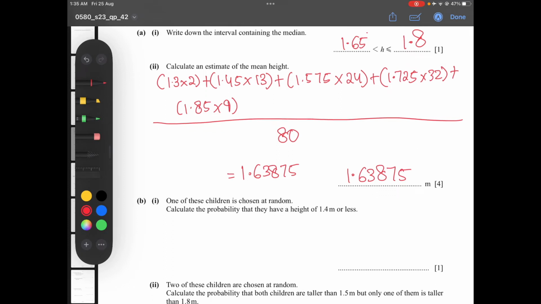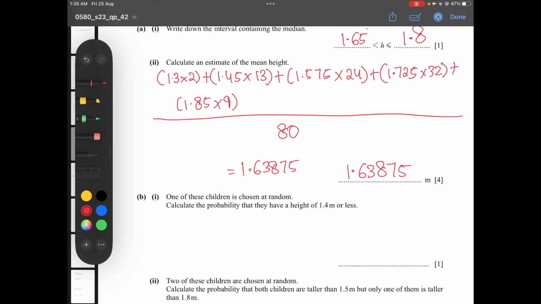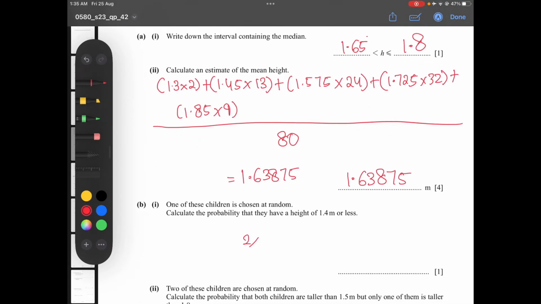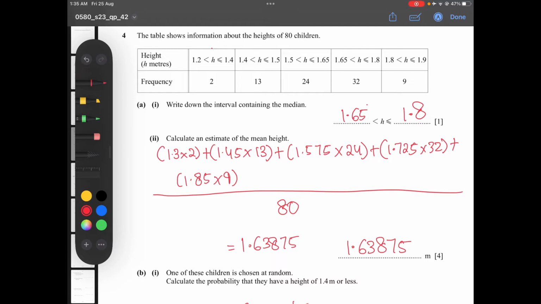One of the children is chosen at random. Calculate the probability they have a height of 1.4 meters or less. So that's going to be 2 on 80, which equals 1 on 40, since that's 1.4 or less.